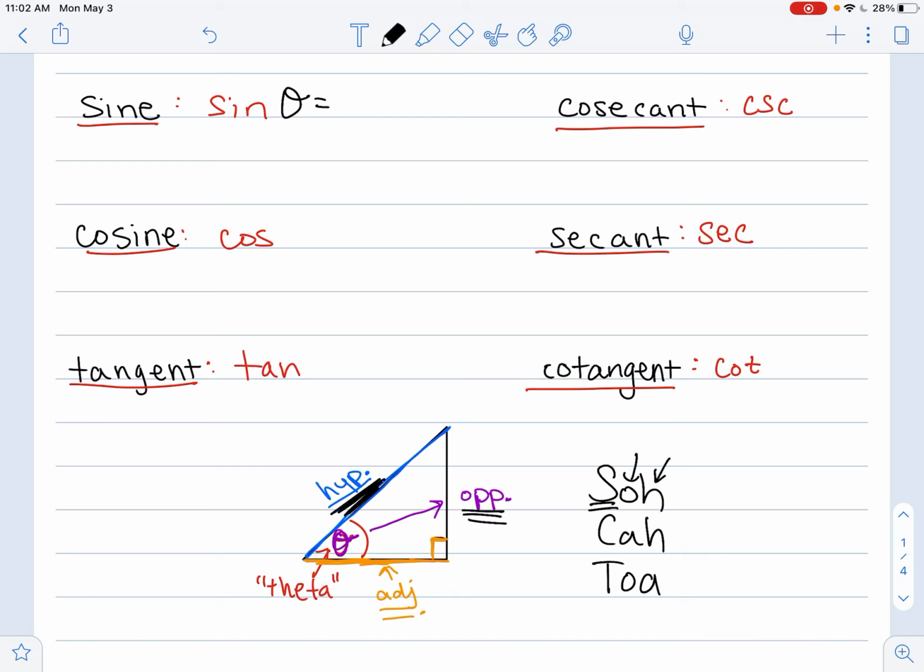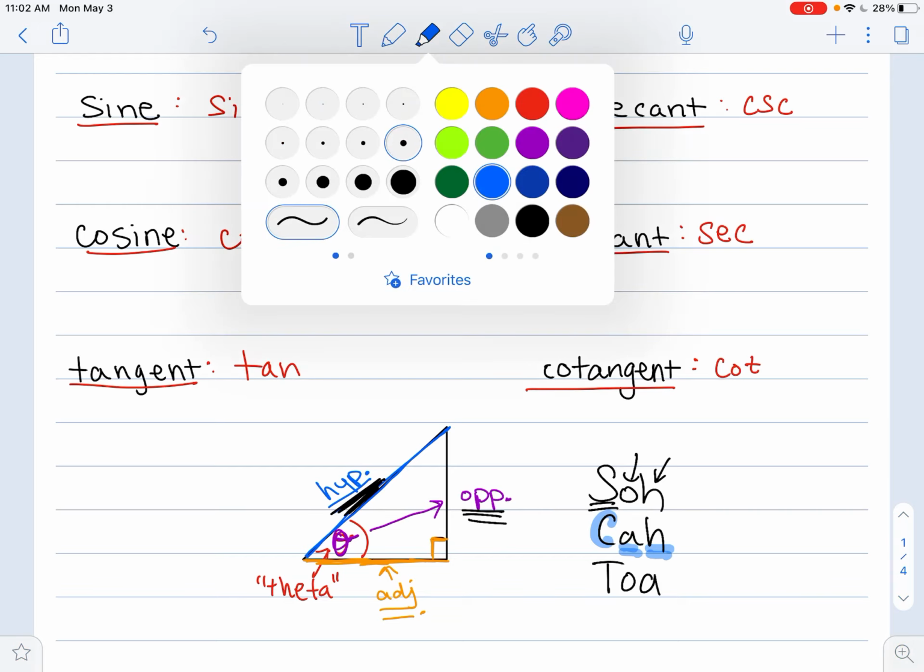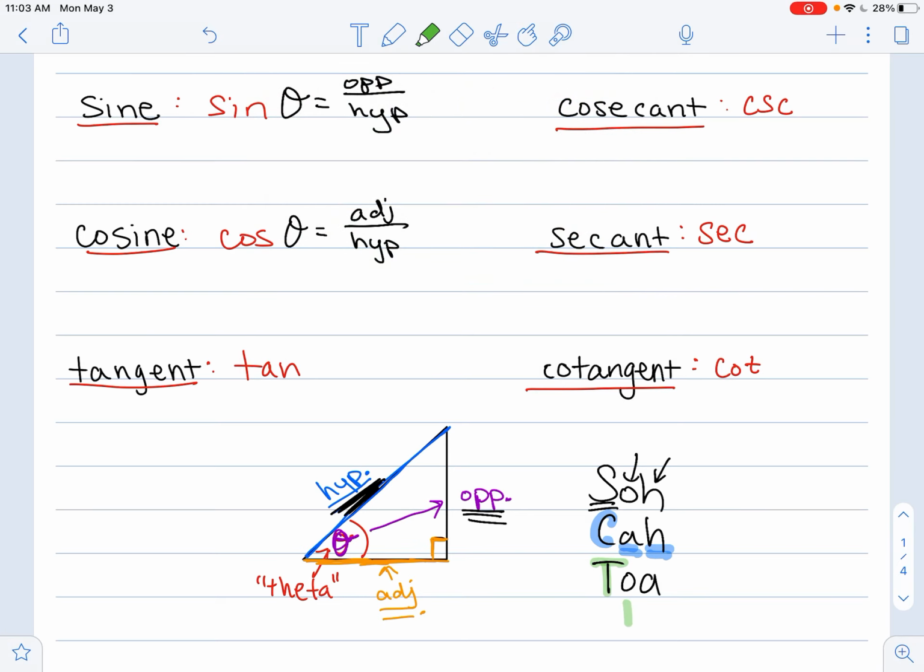So sine is the opposite side divided by the hypotenuse side. Okay, cosine is the adjacent side over the hypotenuse side. So cosine of the angle equals the adjacent side over the hypotenuse side. And then tangent is the opposite over the adjacent side. So here we go. We say this is the opposite over adjacent side.